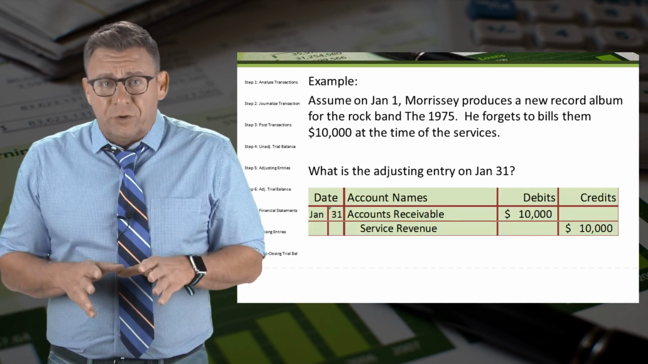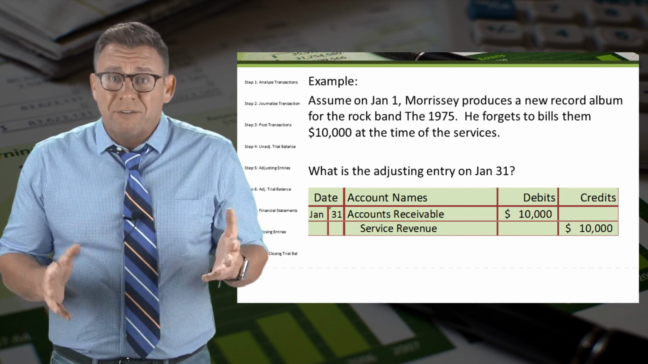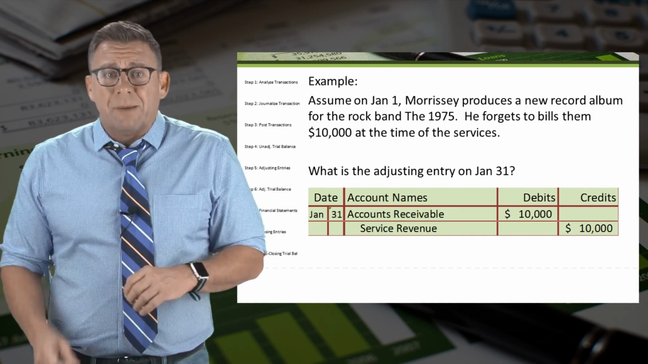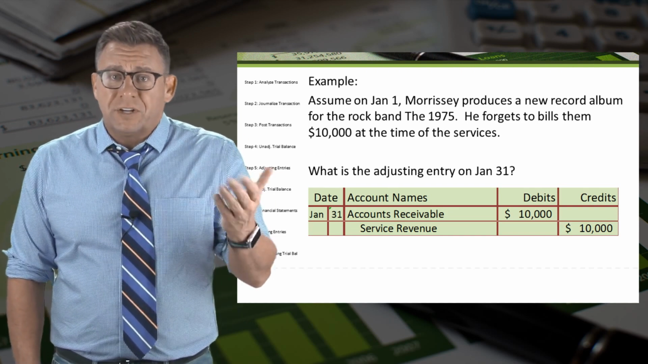When we record revenue, we always debit a receivable account and credit a revenue account. In this example, we would debit accounts receivable and credit service revenue for $10,000.